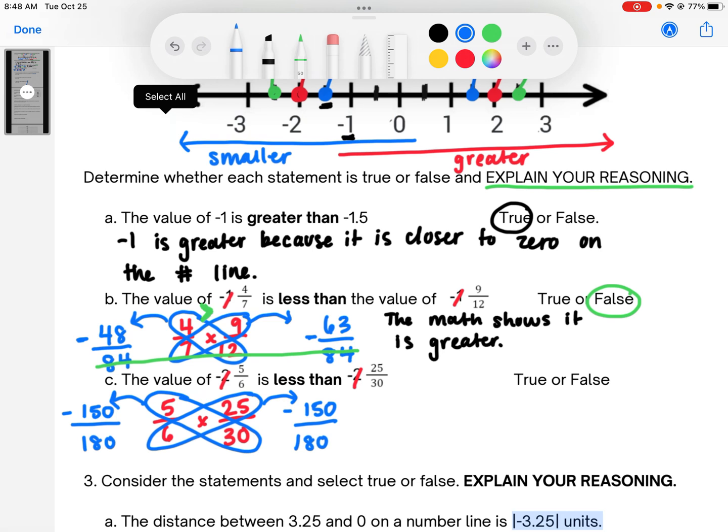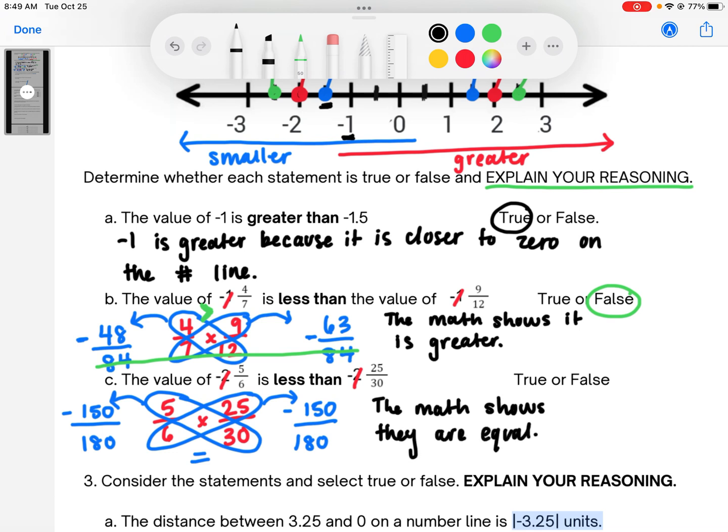So is the value of -2 and 5/6 less than the value of -2 and 25/30? No, obviously they are equal. And once again, I'm just going to put a little sentence. The math shows they are equal. And of course, that makes this false, right?